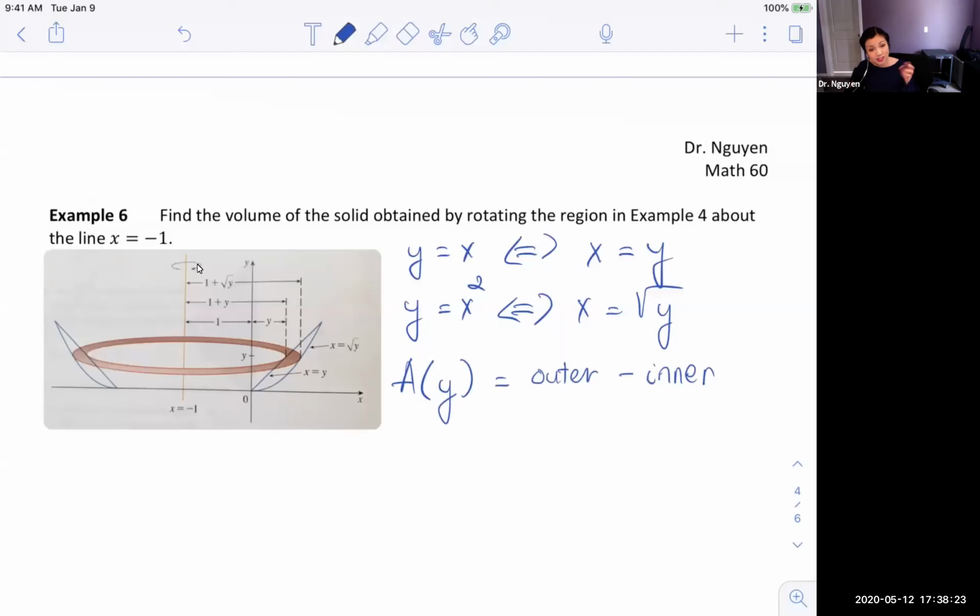Okay, but which one is the outer and which one is the inner? As you can see right there, you see x equals -1. So the one closer to that line is x equals y, right? And the outer one, the further one, is x equals square root of y.